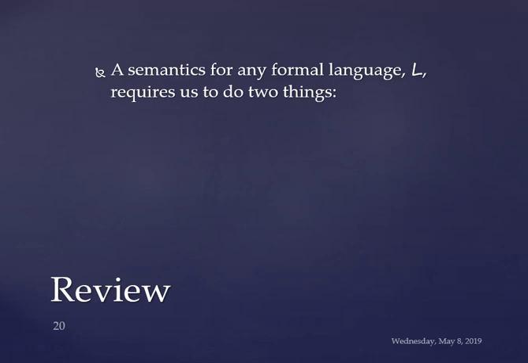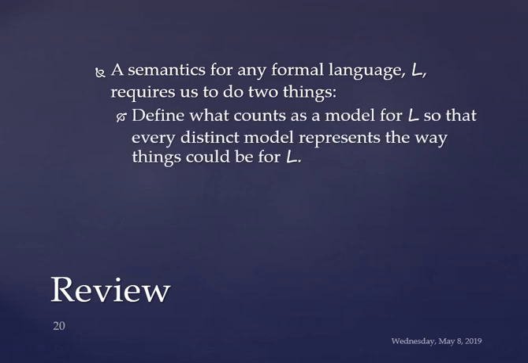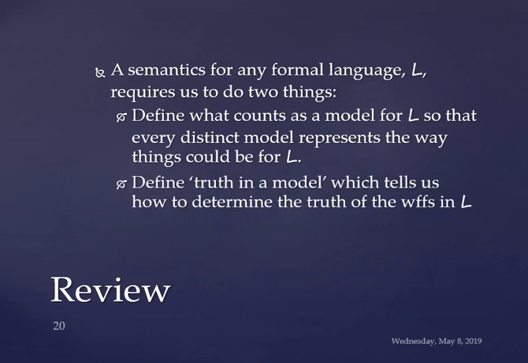A semantics for any formal language L requires us to do two things. We need to define what counts as a model for the language, so that every distinct model represents the way things could be for the language. And then we need to define truth in a model, which tells us how to determine the truth of the well-formed formulas in the language.